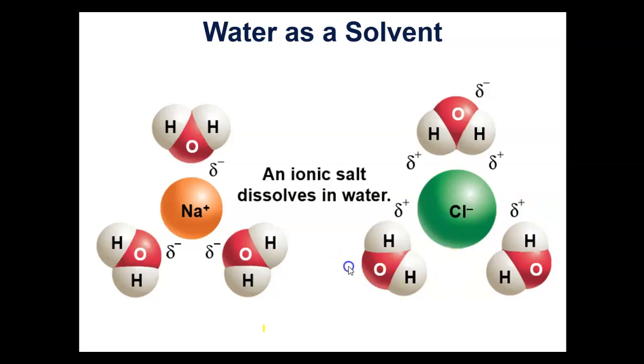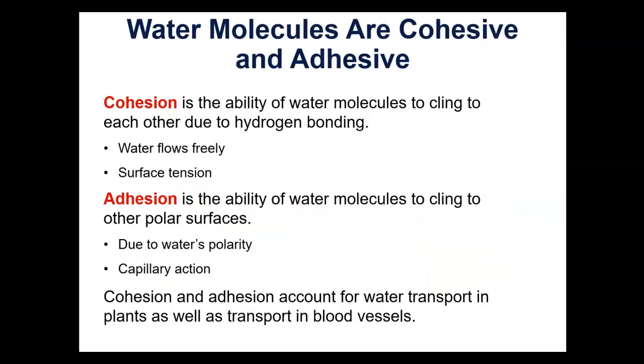Okay, so that's water as a solvent. We're still talking about characteristics that water has that make it a good solvent for living things. And the reason that water is such a large percentage of our body mass, that we have so much water inside of our cells and inside of our body fluids, is because of all these characteristics that water has. Water is a polar molecule, and water molecules have the ability to form hydrogen bonds.